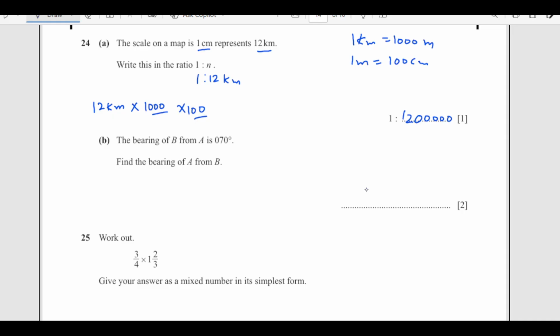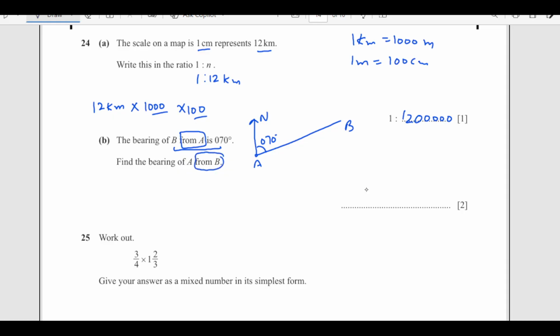Now B, the bearing of B from A is 70. Find the bearing of A from B. So let's say this is a point A and this is point B, right? So whenever you get these kind of question, you always go to the point where you are writing from. So here we have from, and then later we have A. So I will go to point A and we draw a north line here, which is perpendicular. So this is given to us, 70 degrees, right? Find the bearing of A from B.